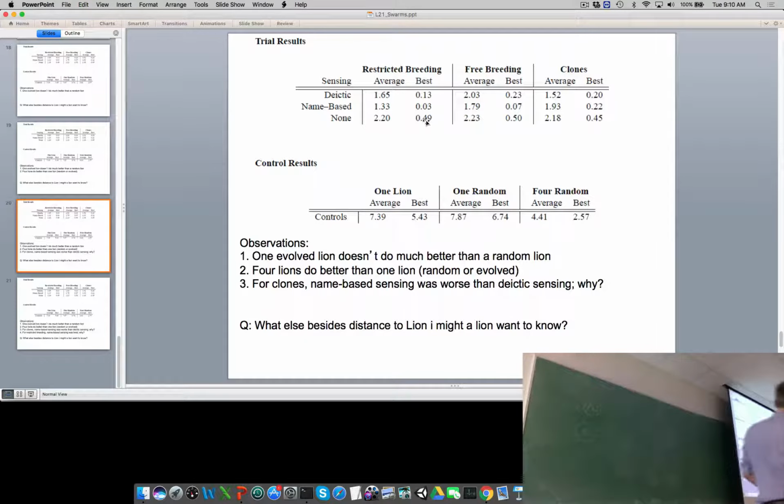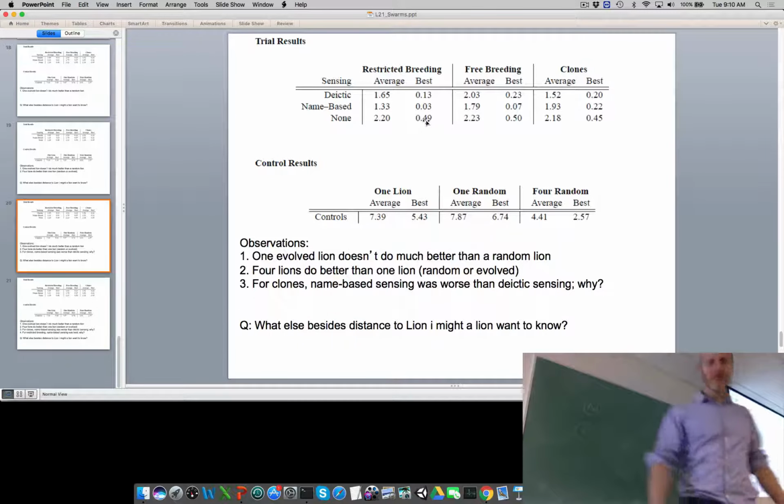So let's have a look at this. For clones, remember clones means that each of the 4 lions is running exactly the same control strategy, which is over here. For clones, name-based sensing was worse than deictic sensing. So here's name-based sensing. It actually did worse than deictic sensing. That seems a little strange, right?